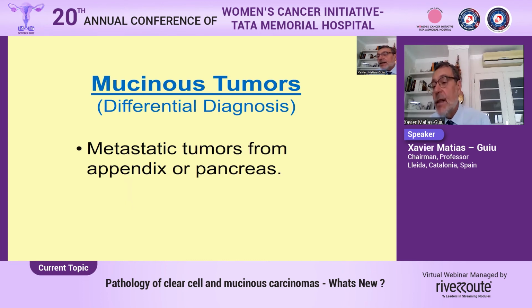Because I will finish with the differential diagnosis of mucinous tumors. And this is really challenging for pathologists. Of course, any type of mucinous carcinoma of the colon, of the stomach, of the uterine cervix can mimic primary mucinous tumors. But because of the limitation of time, I will focus on tumors from the appendix and tumors of the pancreas, which, in my opinion, are the most challenging.